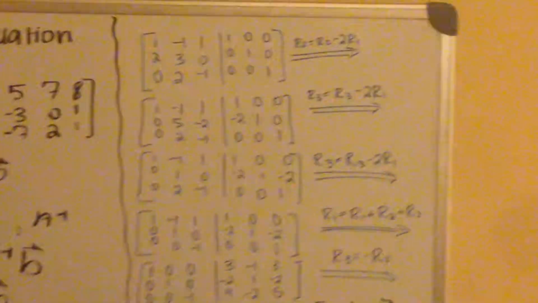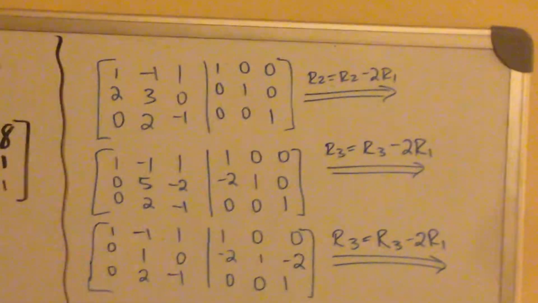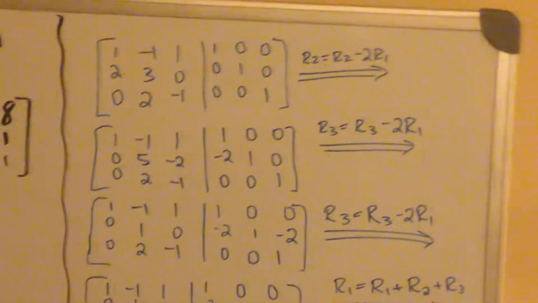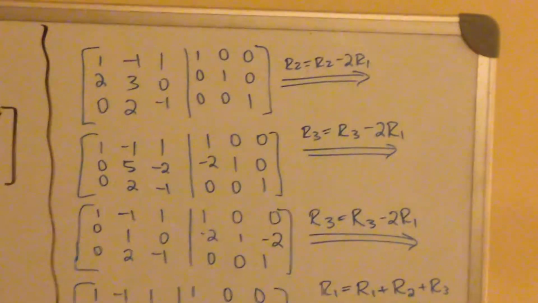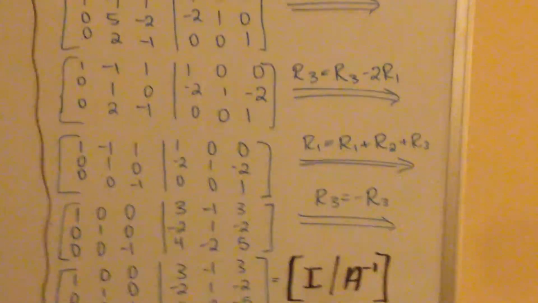So in order to save time, I've written out the row reductions on this side of the board. As you can see, on this side of the augmented matrix, you have the original matrix A from the problem, and on the right-hand side, you have the identity matrix. Using row reduction, we find the equation in the form of I augment A inverse.